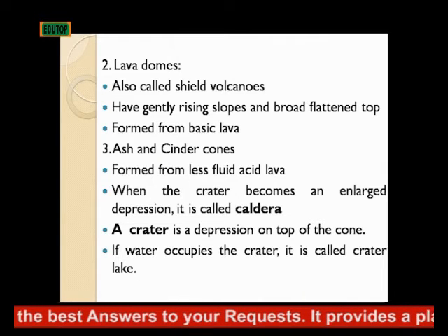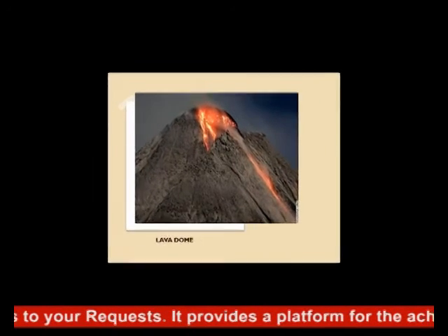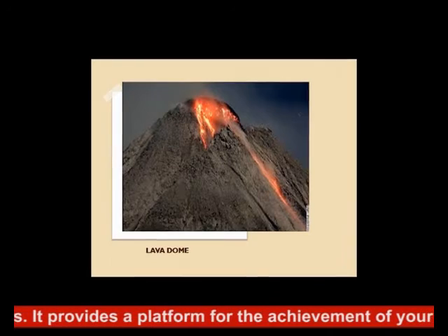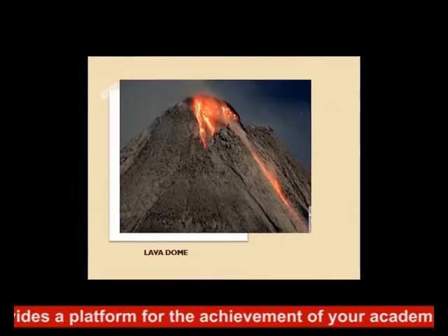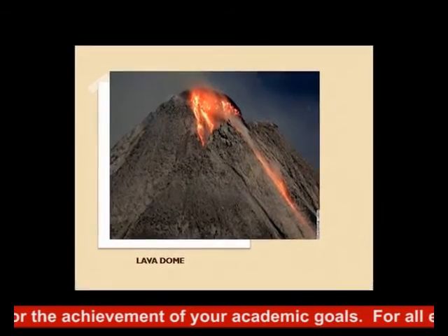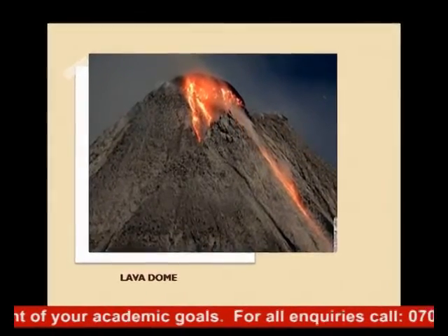So this is what the lava dome looks like. You can see the red color there, that's magma, very hot, probably on its way to get to the surface, and as it continues, it gives rise to lava dome.